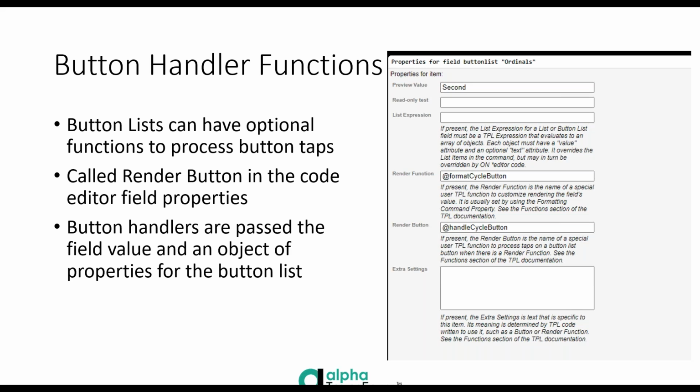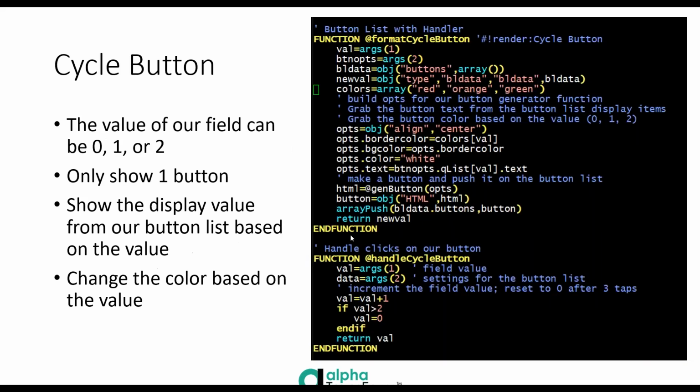We also now have what I call a handler function for button lists. This is in the properties in the code editor. I think the field is labeled render button, but I think of them as handlers. So basically there's a function that you can add that will do the processing when you tap on the button. Instead of the default, which is which button did I tap on, that's the value I want to add to my list, right? So what we get in this function is the field value and another object that has a bunch of button list properties to it.